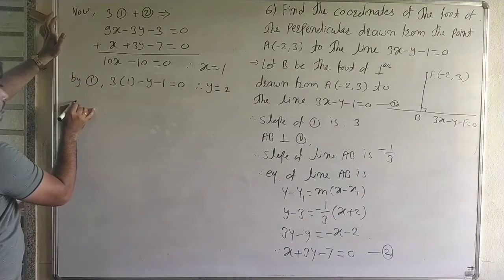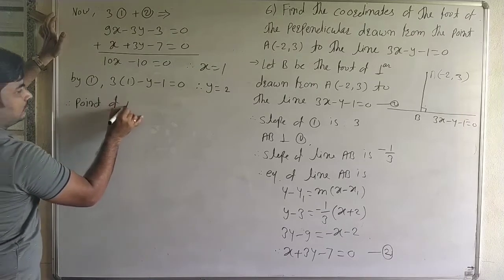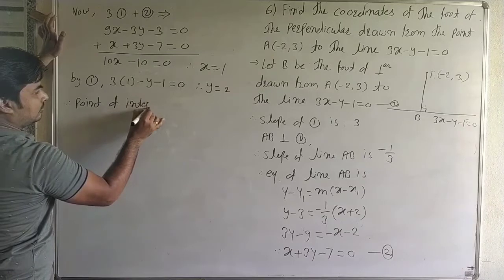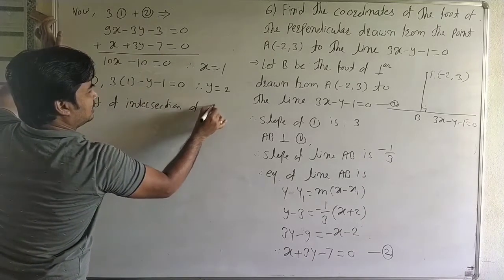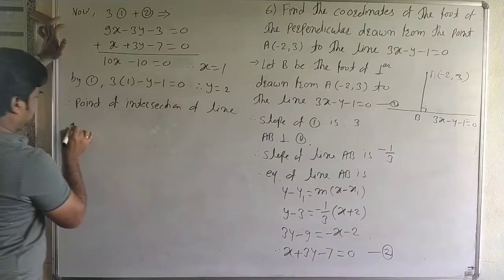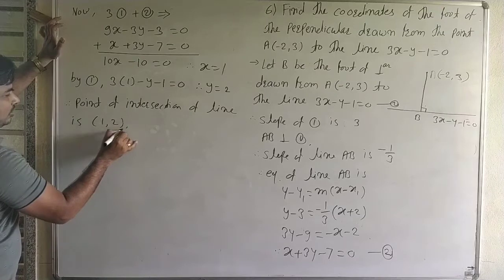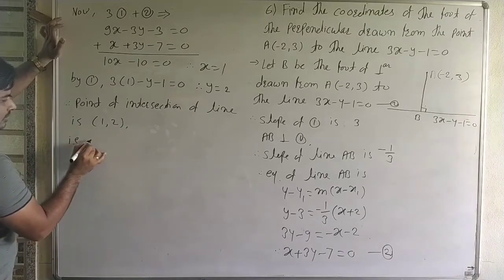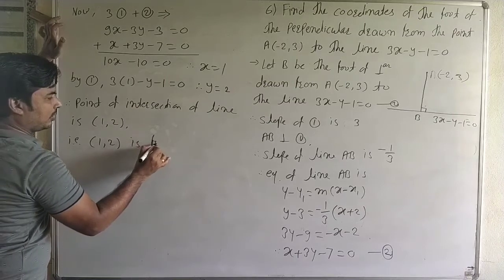And then the point of intersection of the lines is 1, 2. That is, 1, 2 is the foot of perpendicular.